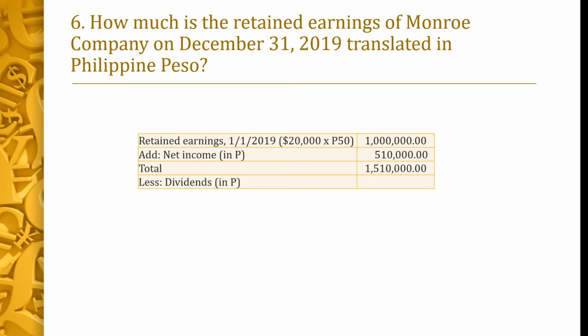Then, less dividends, which is stated in Philippine peso. Paano natin i-convert ang dividends, class? That is, based on exchange rate as of declaration date. Kailan ang declaration date? December 1. So, we will have to use the exchange rate as of December 1, 52 pesos.